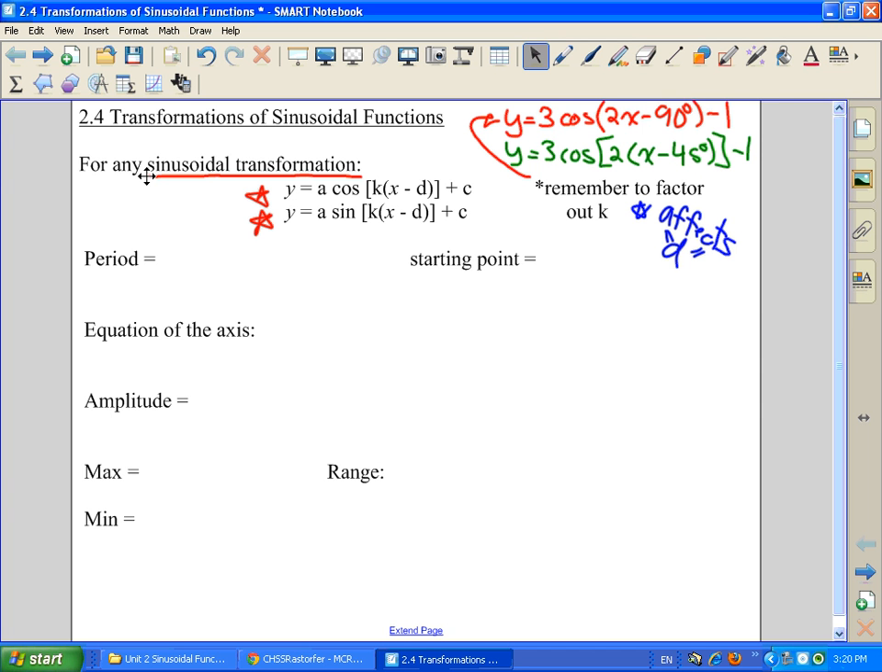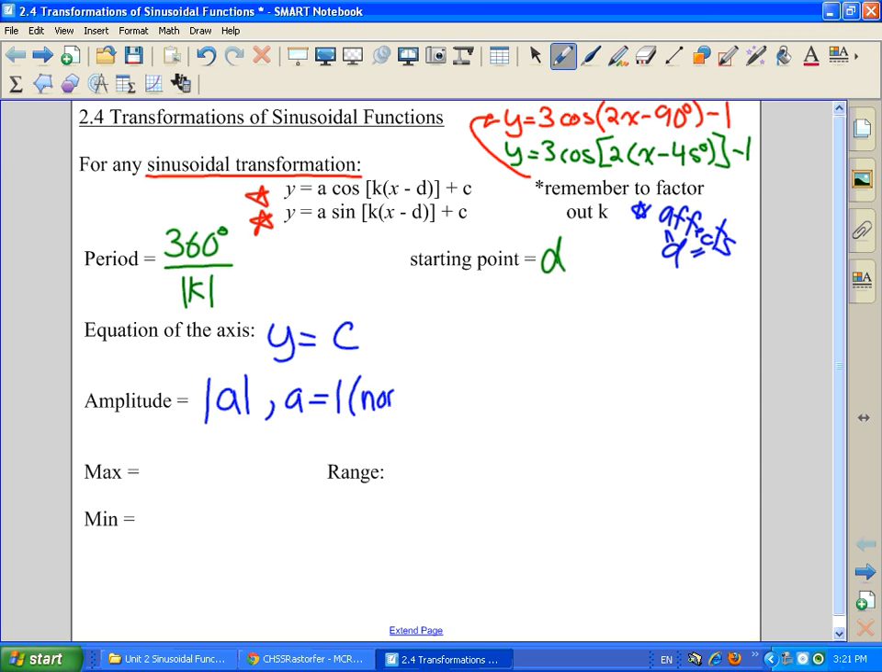Now let's just recap on what we've learned already, ladies and gentlemen. Hopefully most of this is review. A period is based on taking 360 degrees and dividing it by the absolute value of k. Our starting point is d. And taking a look at your equation of axis, folks, that's y equals whatever your c value is. Your amplitude is the absolute value of a. So when a equals 1, that's what we call normal.